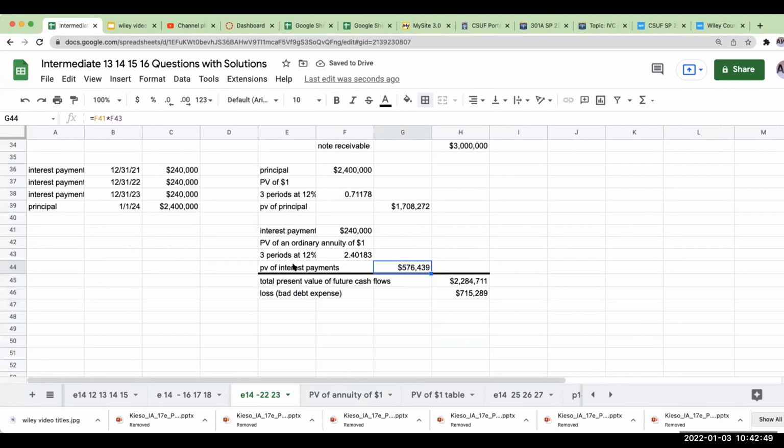So when I go through and I record this, I'm going to debit on 12/31/20 bad debt expense, and I'm going to credit the allowance for doubtful accounts. Notice what I'm not doing here is directly writing down the loan itself. Rather, I'm using an allowance on my loans. So over here, this is going to be a debit of 715,289.